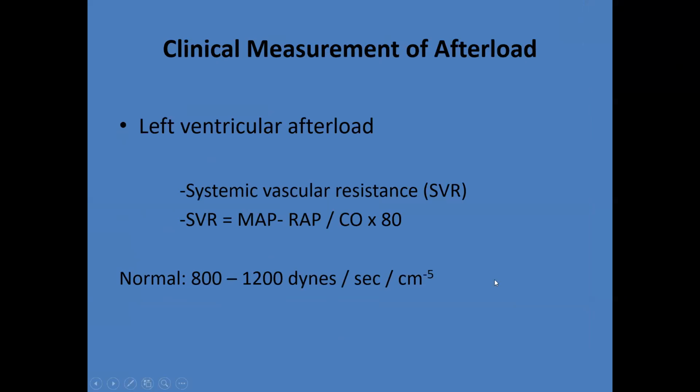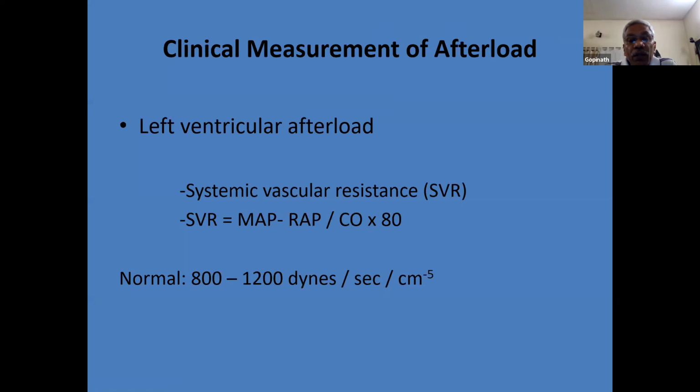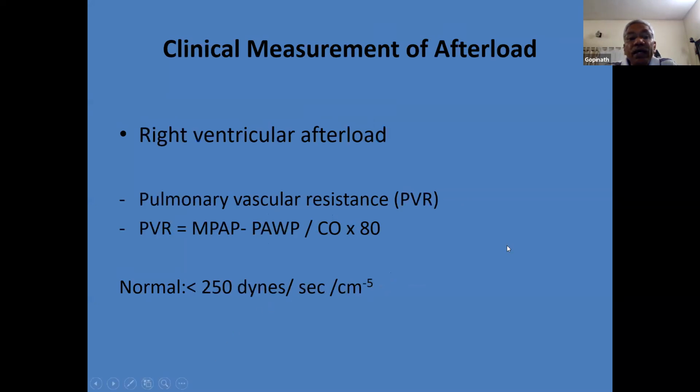So what about left ventricular afterload, which is going to affect the contractility or stroke volume plus cardiac output? It is basically in terms of the systemic vascular resistance. So we know that systemic vascular resistance can be obtained by this formula: mean arterial pressure minus right atrial pressure, divided by cardiac output, into 80. The normal afterload we measure not in Woods units anymore, but in dynes per second per centimeter to the power of 5. So it is about 800 to 1200 dynes.